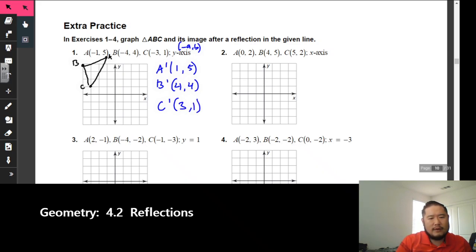And so we have 1, 5 up here. There's A prime. Looks good. We have over here 1, 2, 3, 4, 4. There's B prime. All right, looks like it's pretty good. Equidistant to the other side, and then we got ourselves 1, 2, 3, 1. And there is C prime. And there's our reflected triangle. Everything looks pretty good to me, pretty straightforward. As long as you know what you were supposed to do and you know your rules, that should make things pretty easy.